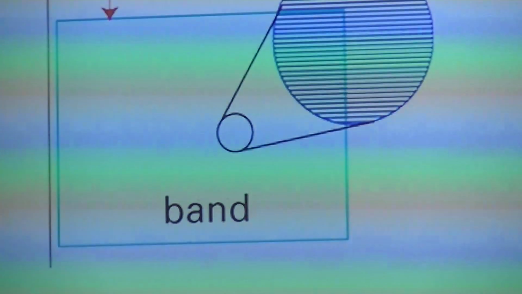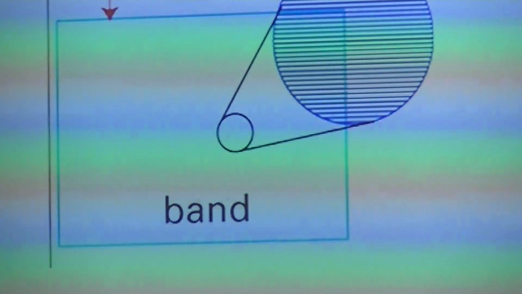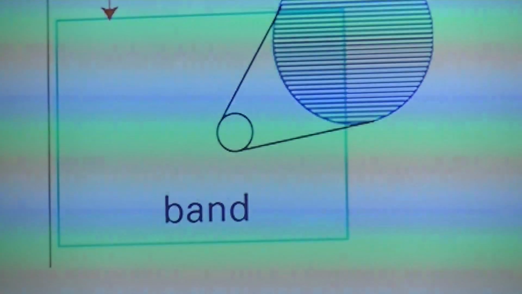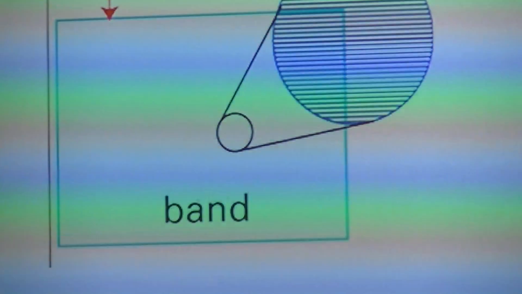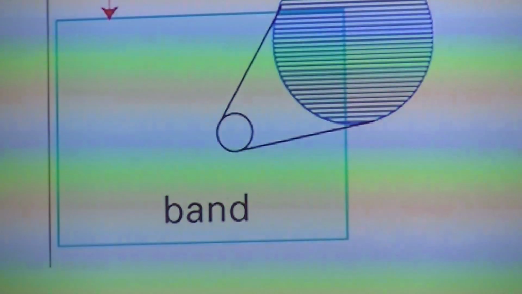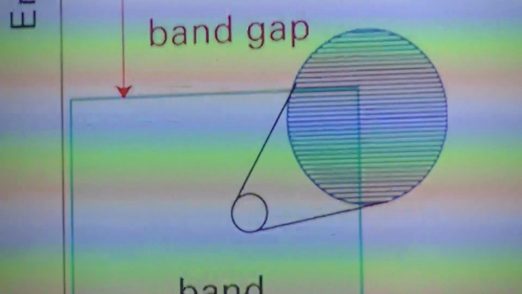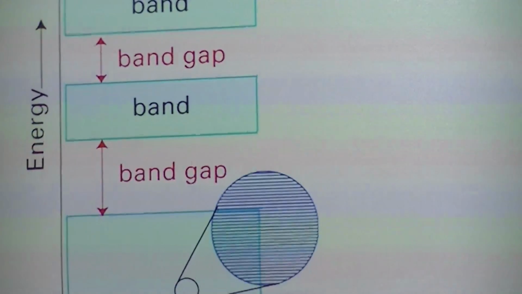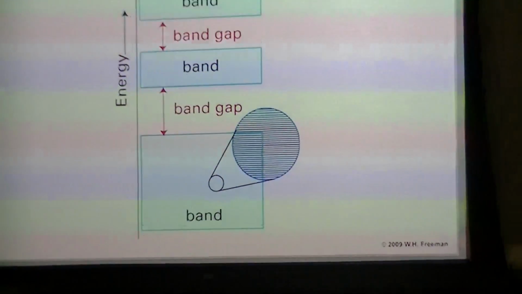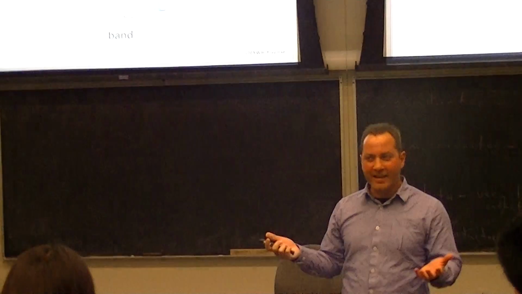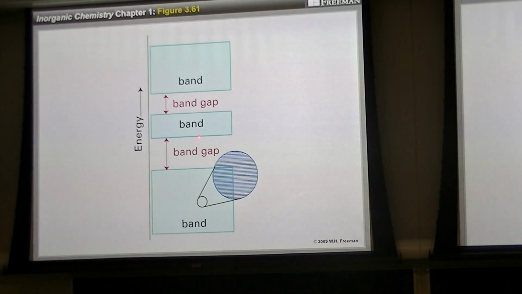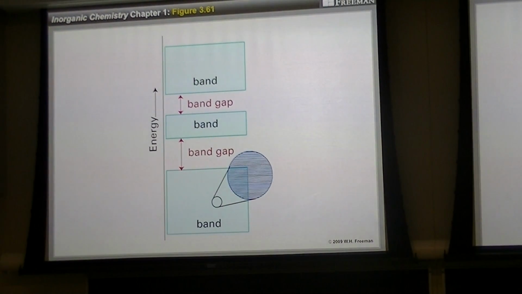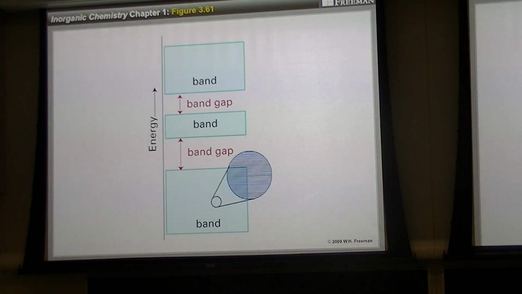If the band is formed from the overlap of s orbitals, it is called an s-band. If the band is formed from p orbitals, it is called a p-band. And if the band is formed from d orbitals, how is it called? Yes, a d-band. So that is the way it is. So we can have different bands, right? So this is what happens.